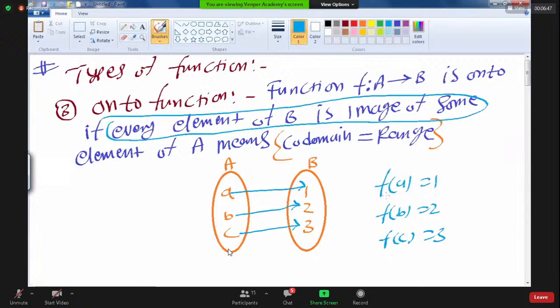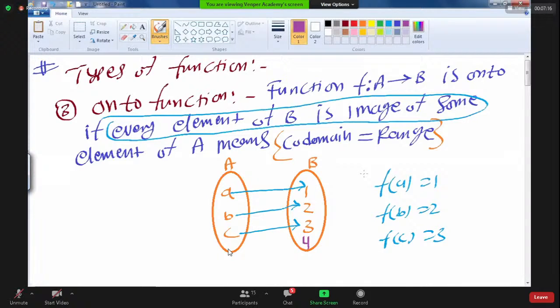So nothing should be left out. If something is left out, then that is not an onto function. For example, if I write 4 along with 1, 2, 3 in B, and that 4 is left out, then it does not belong to the onto function. We have to be very, very careful. Here I'm just making circles, and everybody, even a 9th class student, can see that 4 is left alone. So by definition, it is not an onto function.